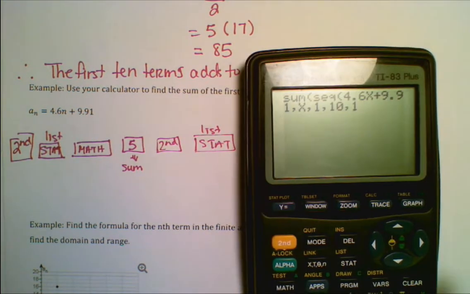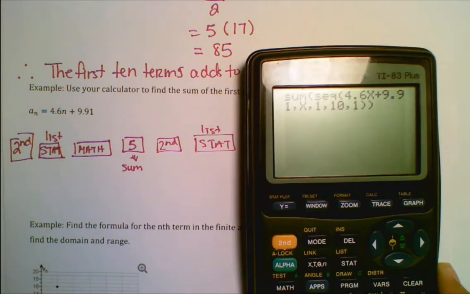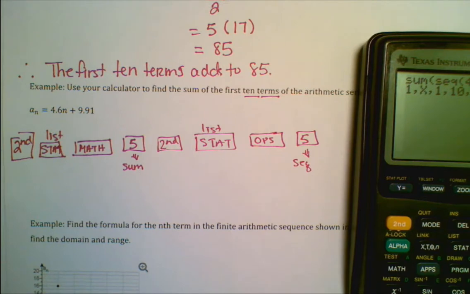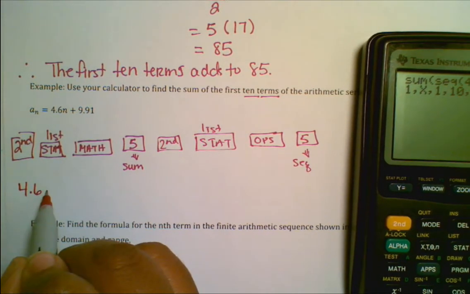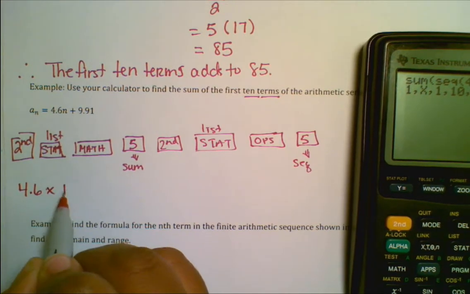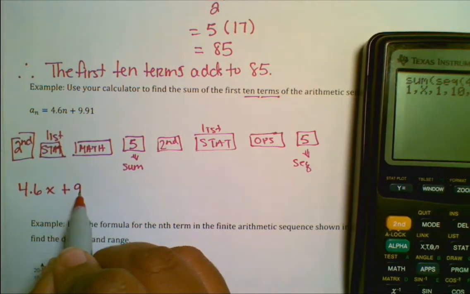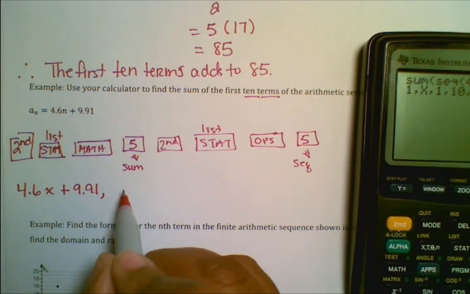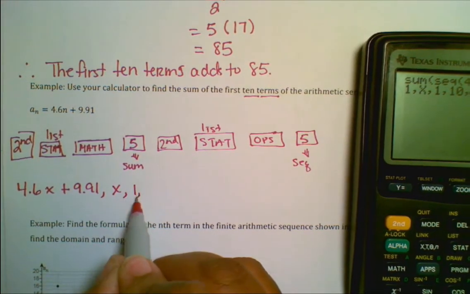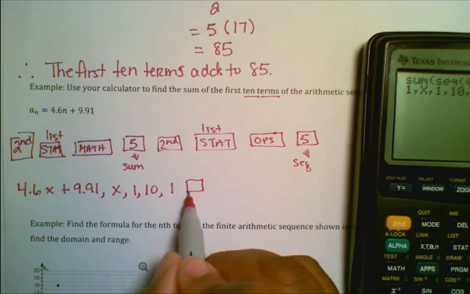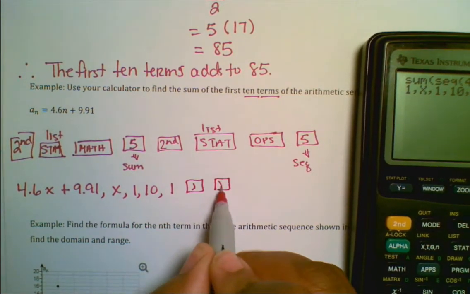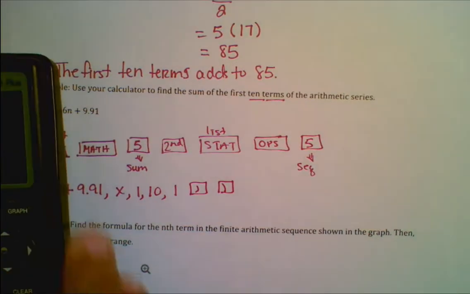All right. And then we're going to close it with 2 parentheses. And I'm going to write all of that out. Okay. So 4.6x plus 9.91, comma, x, comma, 1, comma, 10, comma, 1. And then we're closing it with parentheses. And then we press enter.